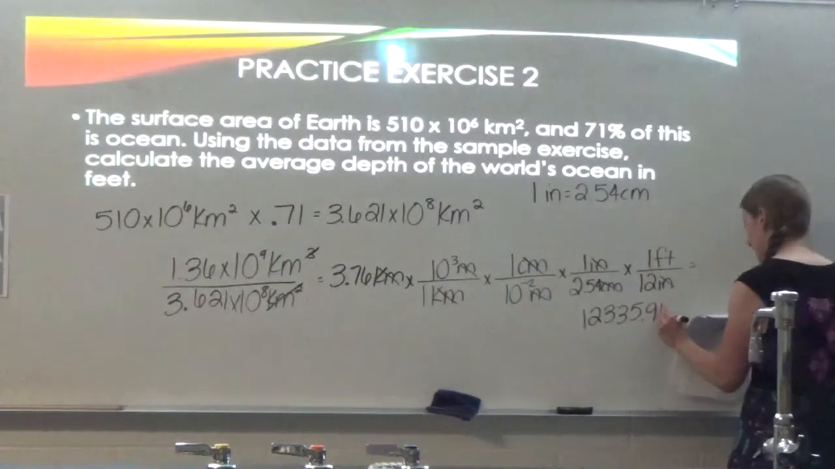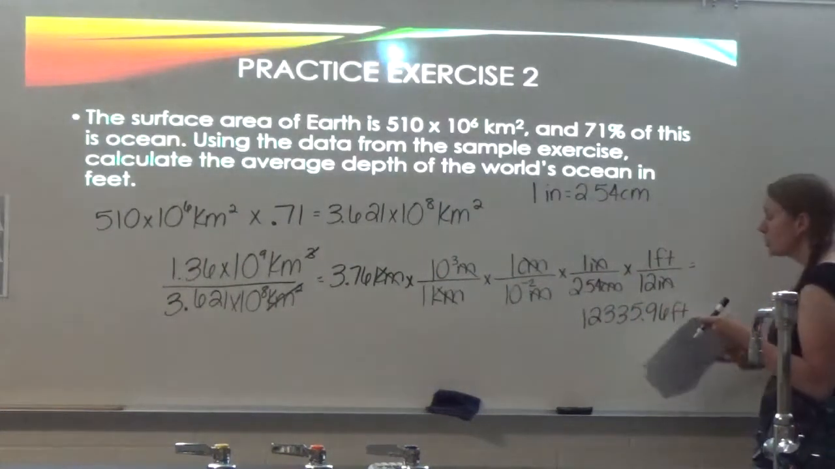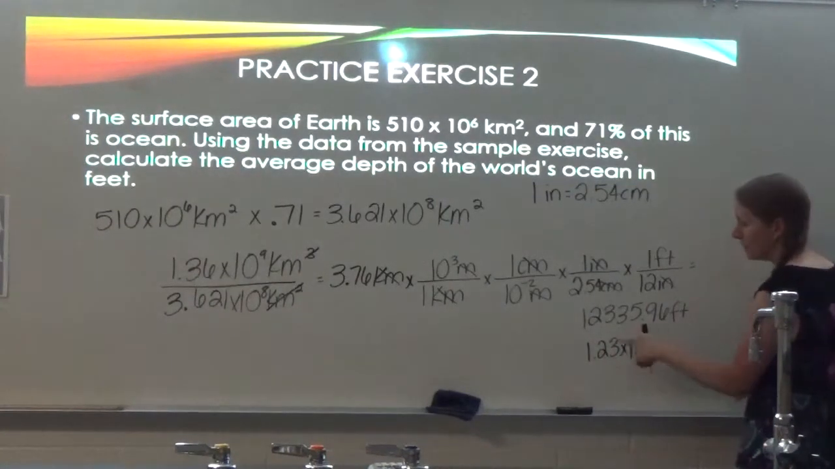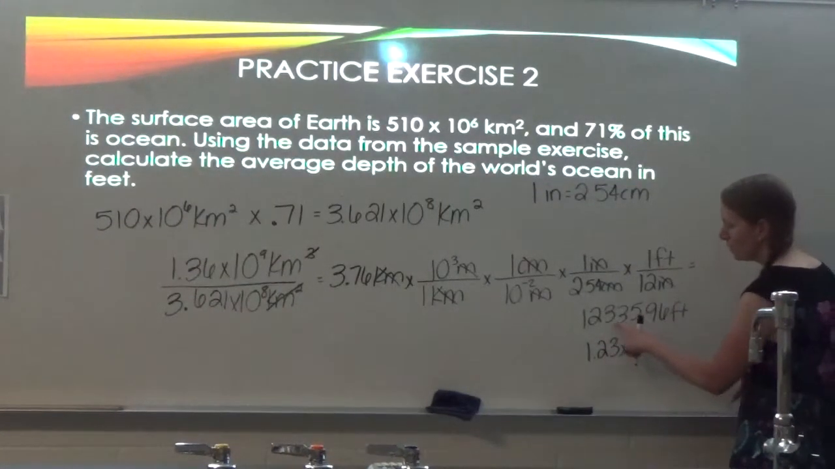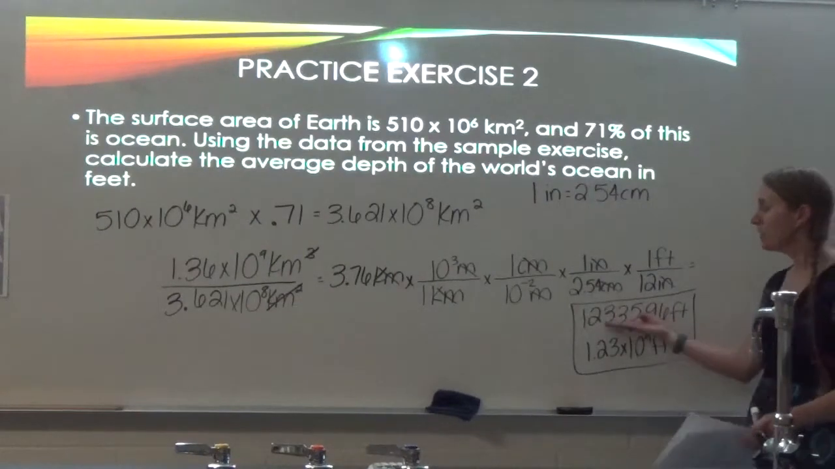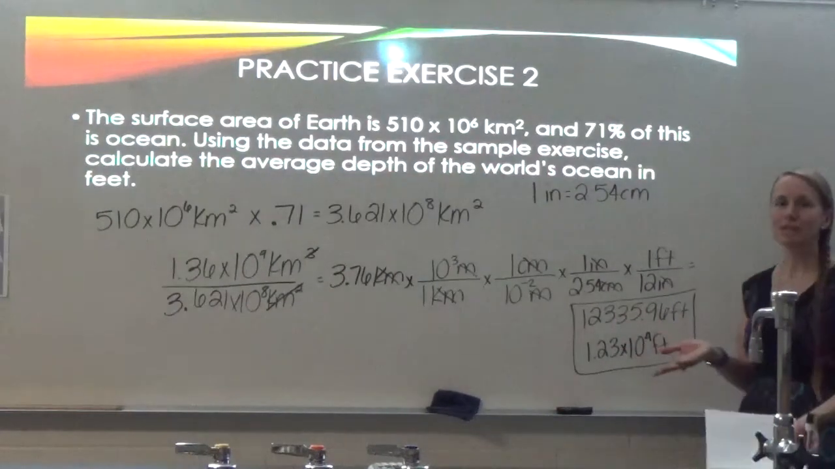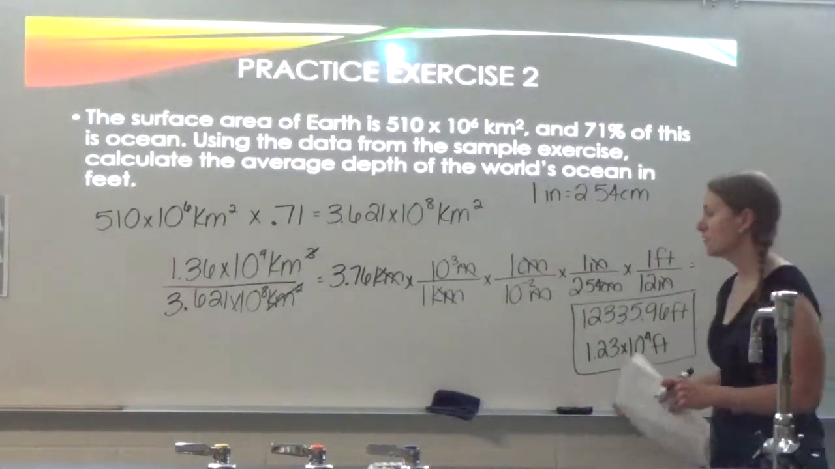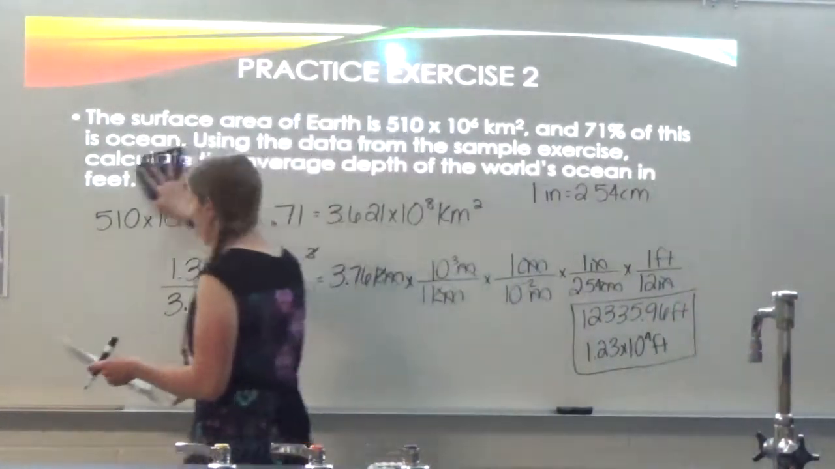So you're going to get an answer like this, but of course you're more than welcome to change it to scientific notation if you want to. So it would be 1.23 times 10 to the 4. So either of those answers work. Okay, whenever you get a very large number, it's always best to change it to scientific notation so that way you don't have too many significant figures. All right, so let's move on.